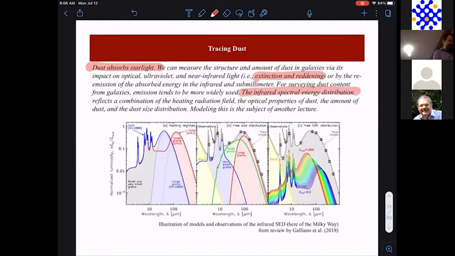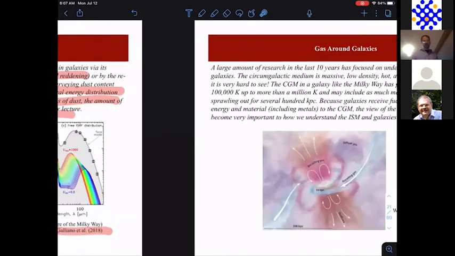That involves observing and modeling the infrared spectral energy distribution, which we'll have an entire lecture and hands-on projects for. The emergent infrared spectral energy distribution reflects a combination of how much dust you have, the heating radiation field, the properties of dust, and the dust size distribution. There's a really beautiful figure of this, again from the review by Galliano et al., illustrating the interplay of observations, highlighted here as bands that have had space missions to observe them, and the contributions of different radiation fields, different size populations, and so on.